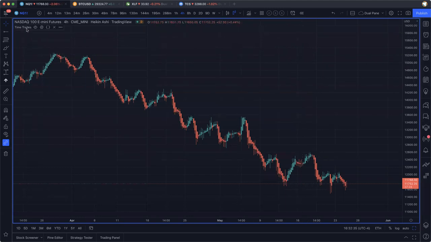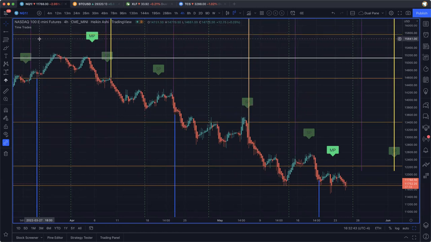And the Time Trades indicator will start to spin up here on the right. And you will eventually see the magic levels and the medium pivots and the small pivots.